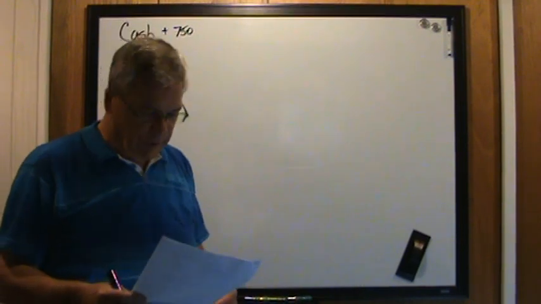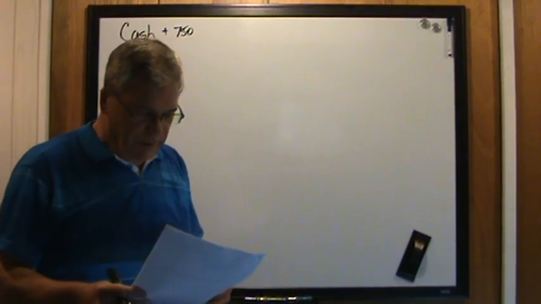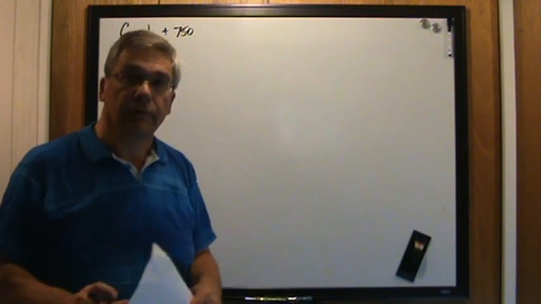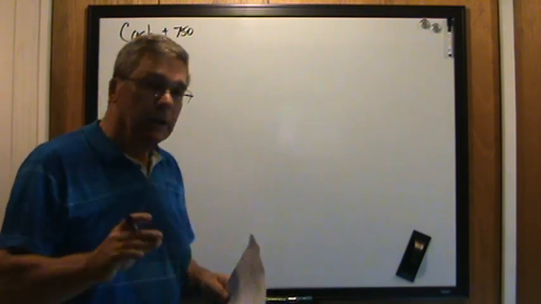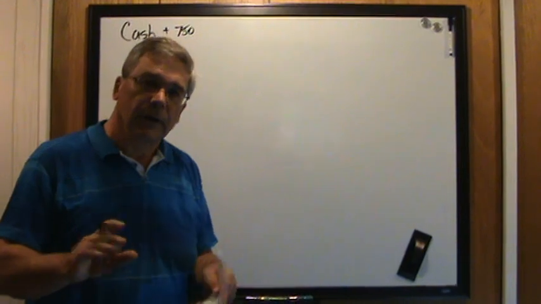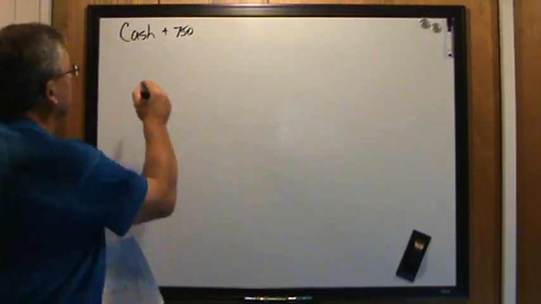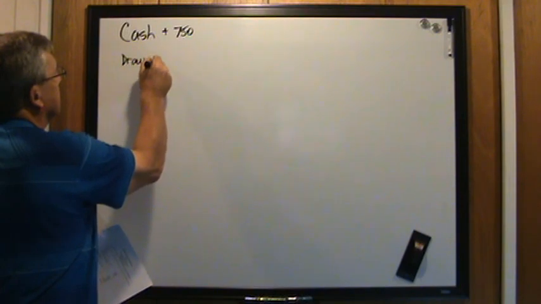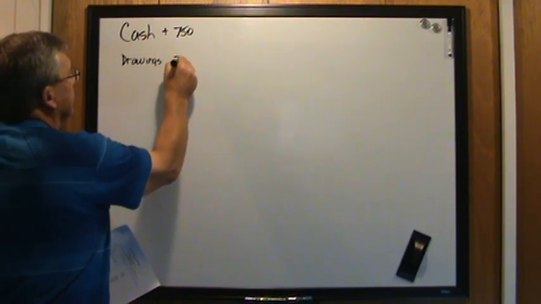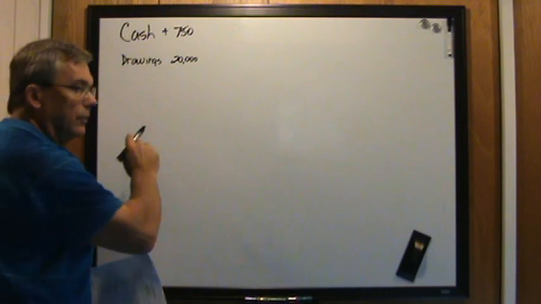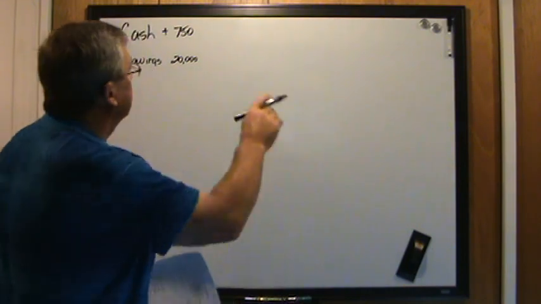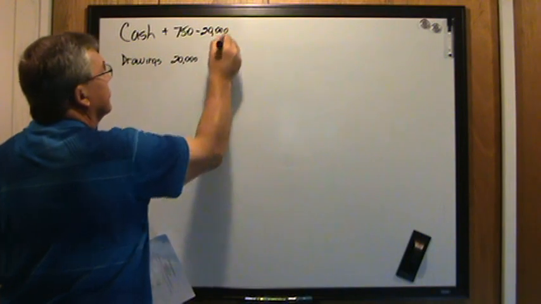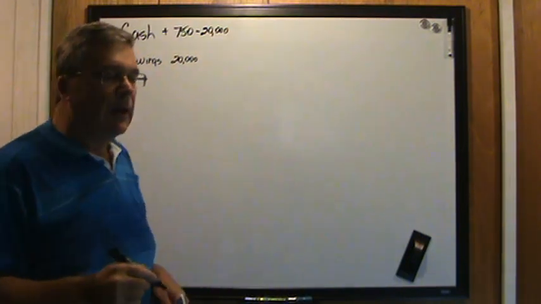Now, go to the first transaction. The owner withdrew $20,000 to buy a truck for personal use. As soon as you see personal use, that's owner's drawings. So we'll have a drawings account here of $20,000. That goes right out of the business, and the cash is reduced by 20.